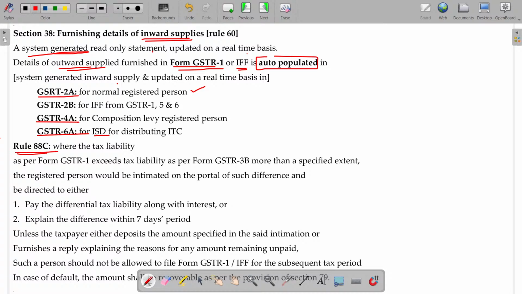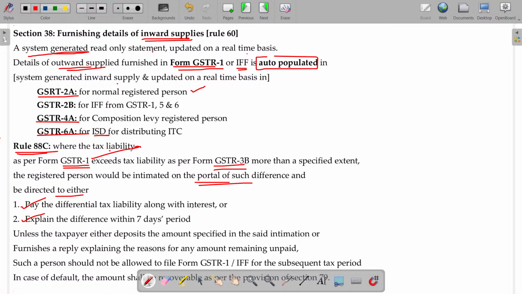Rule number 88C: where the tax liability as per form GSTR-1 exceeds the tax liability as per form GSTR-3B by more than a specified extent, the registered person would be intimated on the portal of such differences and directed to either pay the differential tax liability along with the interest or explain the difference within 7 days. Okay.